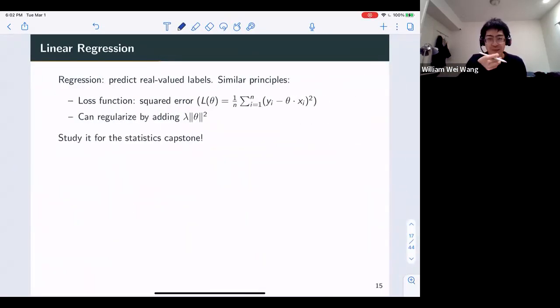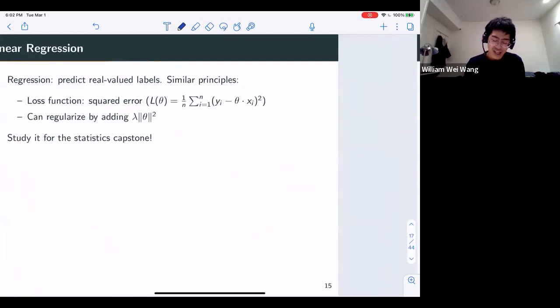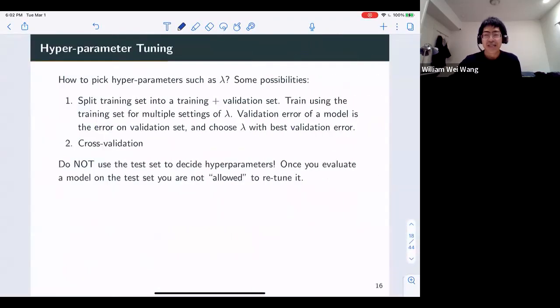Linear regression is a topic. I will not talk about it today, but for the statistics capstone, you do need it. It's more tested in that one, I would say. So it's a topic, just study it regardless. Hyperparameter tuning is also a topic. You might get a conceptual question on it.